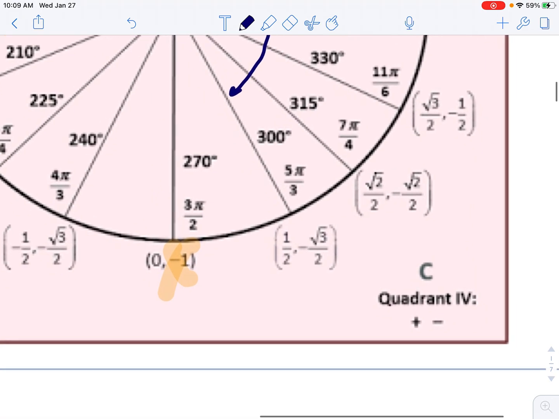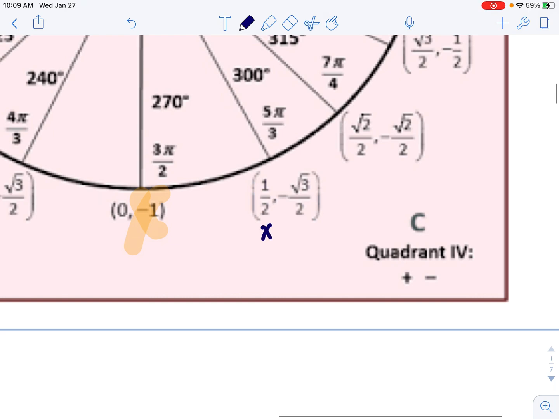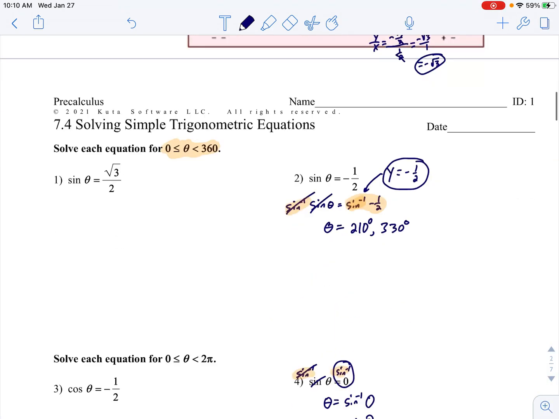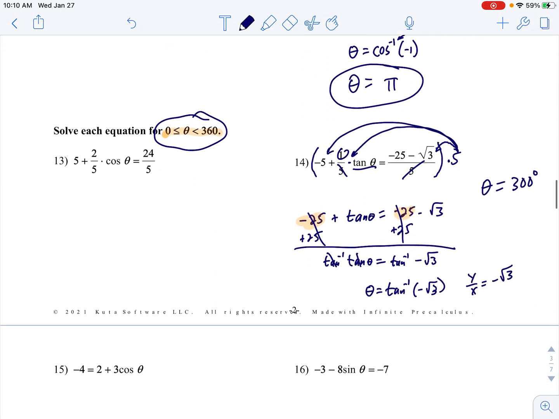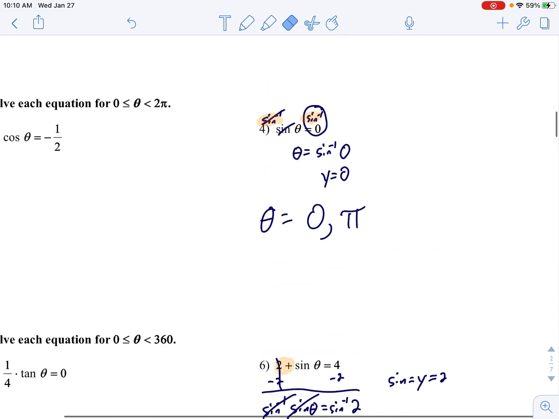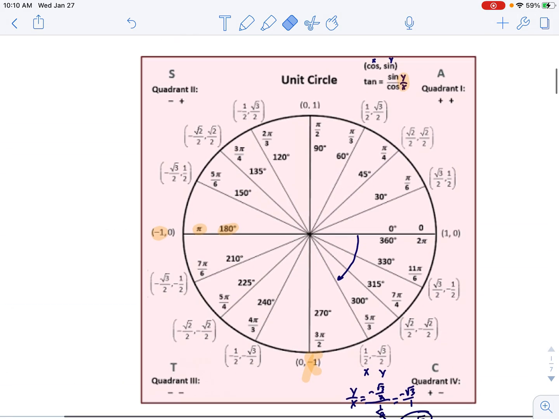Now, why is that the right answer? Well, again, this is x, this is y. Tangent is y divided by x. So if you take negative square root of 3 over 2 divided by 1/2, the halves cancel. You get negative square root of 3 over 1, which is just negative square root of 3. So that is what we were searching for. The calculator didn't give us directly the answer, but it really helped us find it on the unit circle.